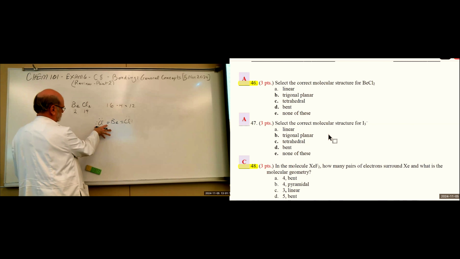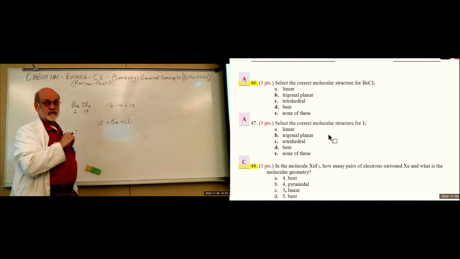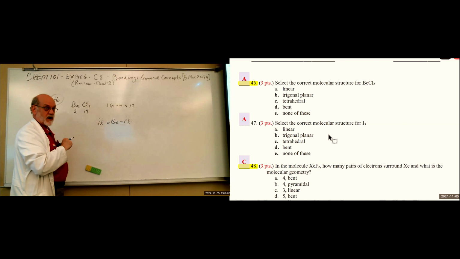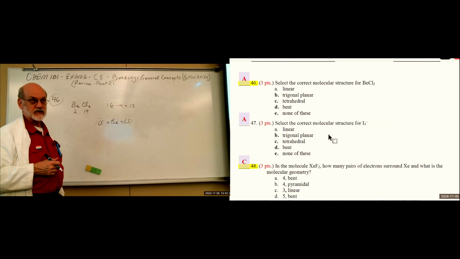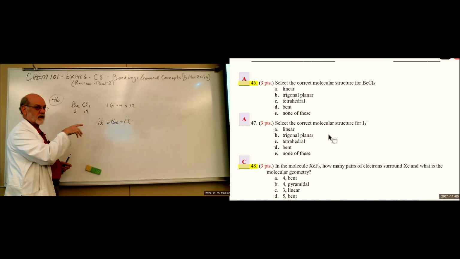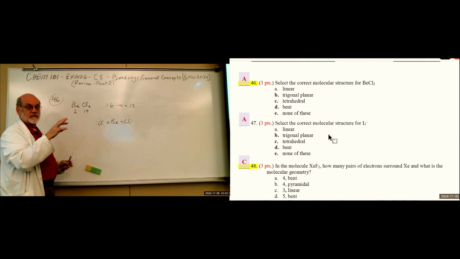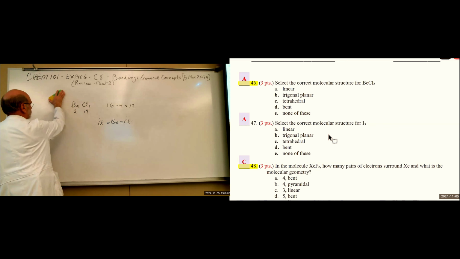Now, if this was hydrogen, beryllium dihydride, it would be a linear molecule, but we could not make an octet for beryllium. It would be deficient. Although both of those exist, beryllium dichloride and beryllium hydride, both exist, but their electronic structures are different.